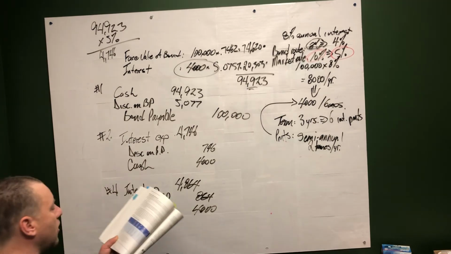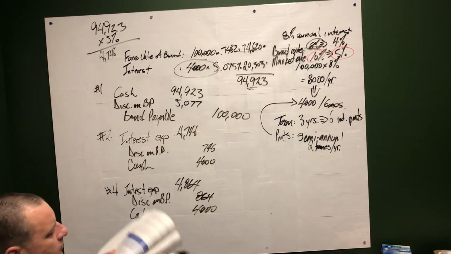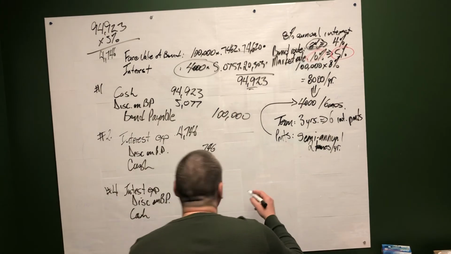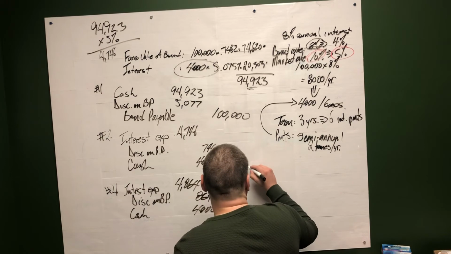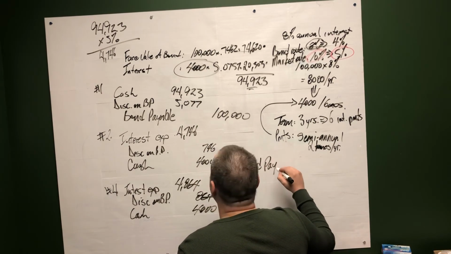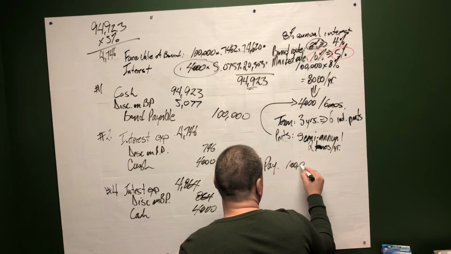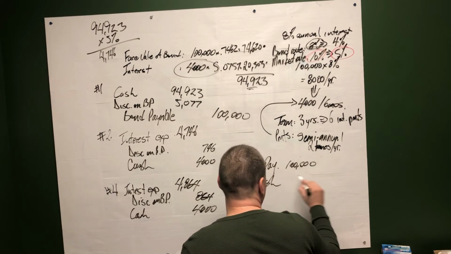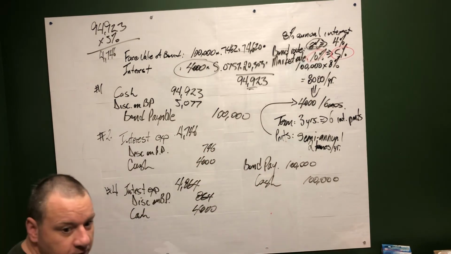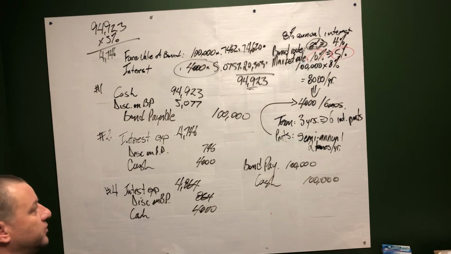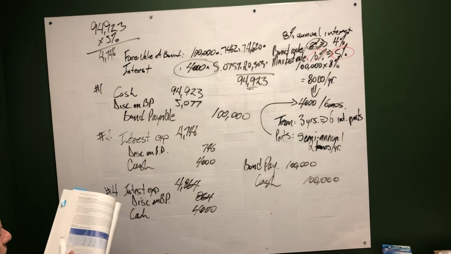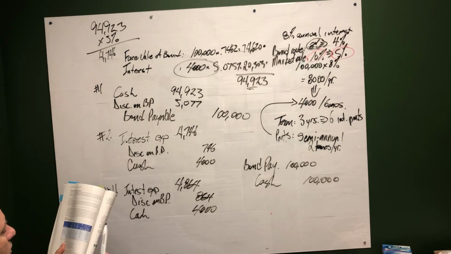Our very last entry would be the entry to retire this bond. After we make our 6 interest payments, the very last entry would be debit bond payable $100,000, credit cash $100,000. The reason for that is we want to retire the bond and pay back the cash that we actually borrowed.